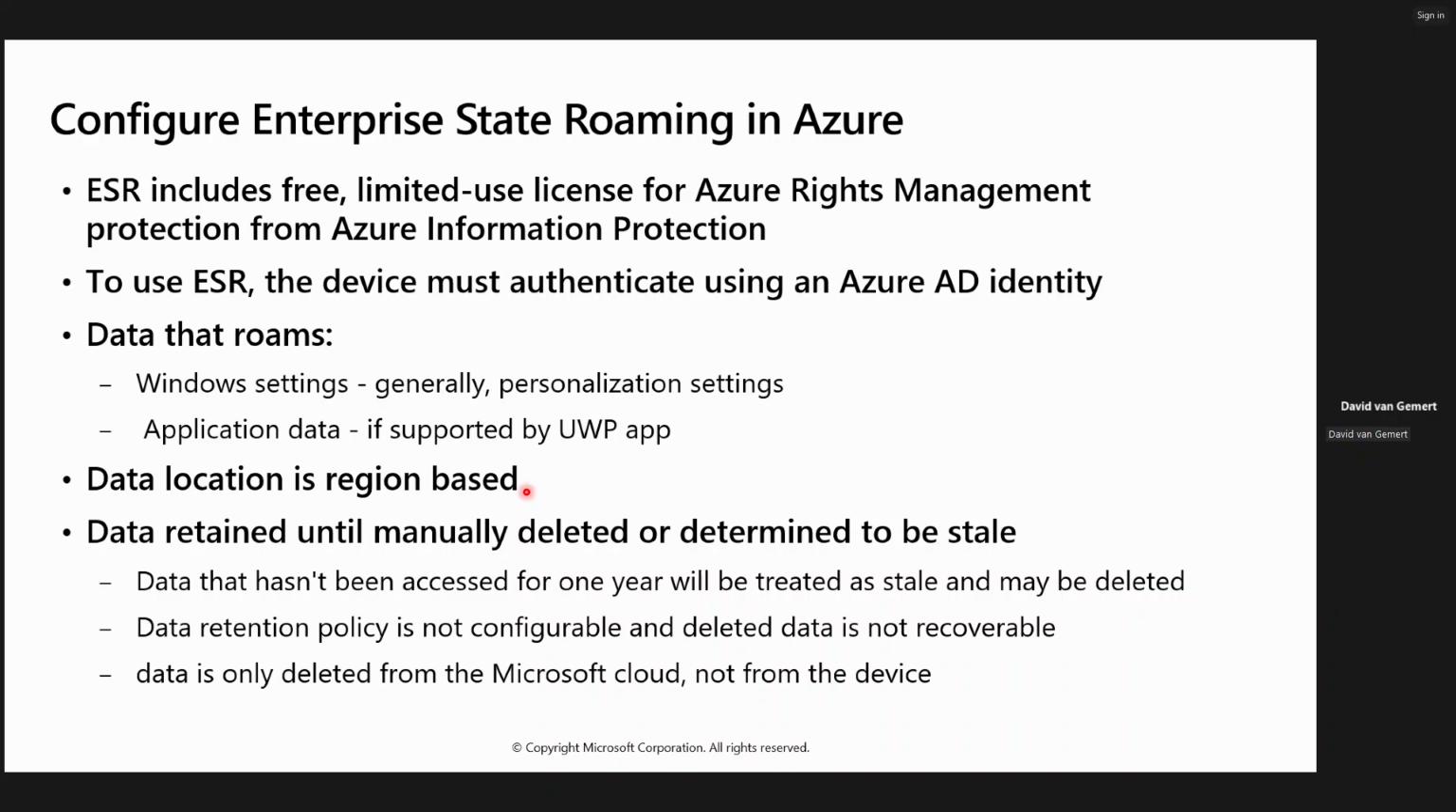Data will be retained until manually deleted or determined to be stale. Remember, if they delete the data, they're just deleting the stuff sitting in the cloud. It's not deleting it off your device. What they say is that enterprise state roaming data that was synced with Azure will be kept for at least 90 days after it was last accessed. If they delete it after 90 days, it's not in the cloud, but it's still on your device. Next time you sync up, it'll be synced back up again. Okay.